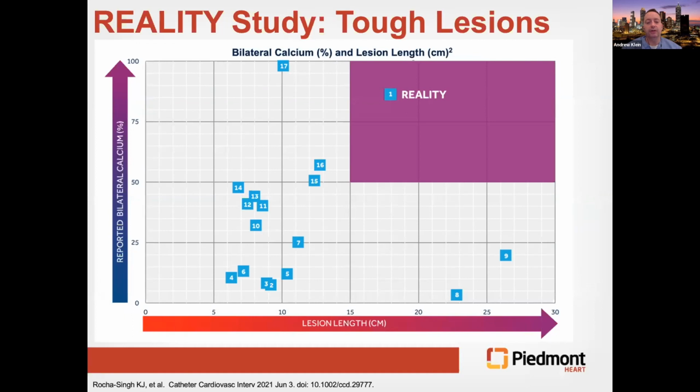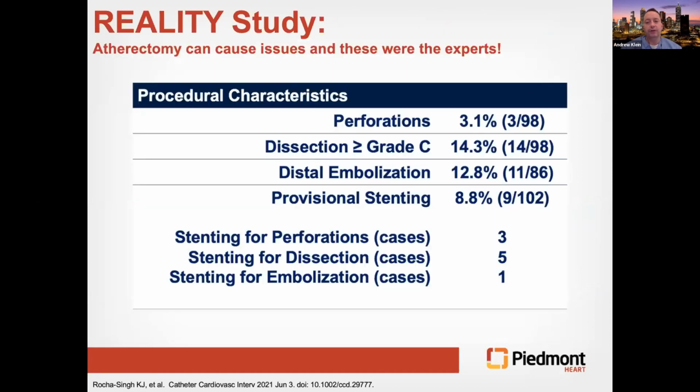If you look at lesion length and reported bilateral calcium, the REALITY study really was out in the far right. Longest lesions with the heaviest amount of calcium when you compare it to a bunch of clinical trials also in this space. And what they showed, again, was that the perforation rate, and I think this is important, in the best of the best, 3.1%, dissection grades. This is distal embolization, 12.8%. I just did a Hawk the other day, and sure enough, distal embolization happened. So you got to be ready for it. Provisional stenting, about 8.8%. So I think it's important to understand that atherectomy can cause issues, and this is with the best of the best.